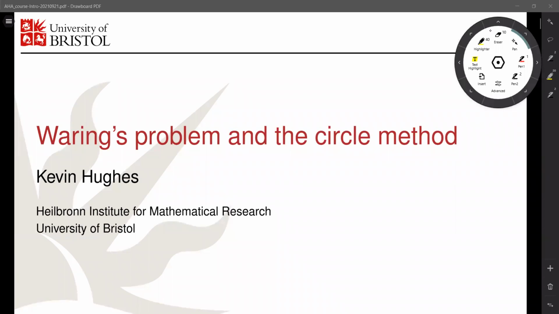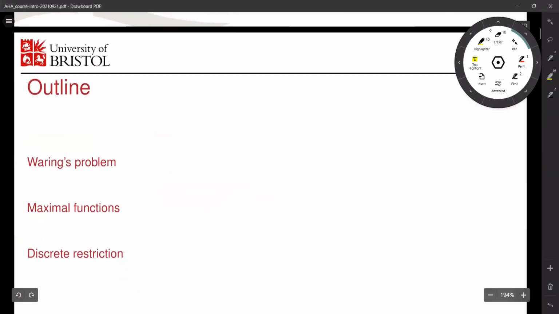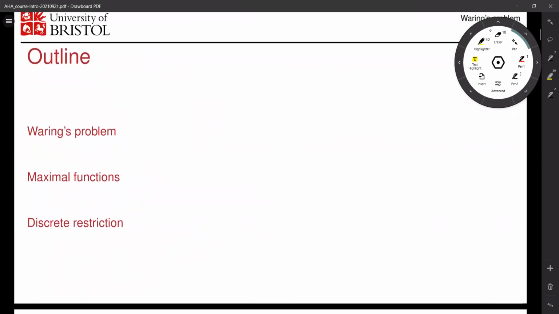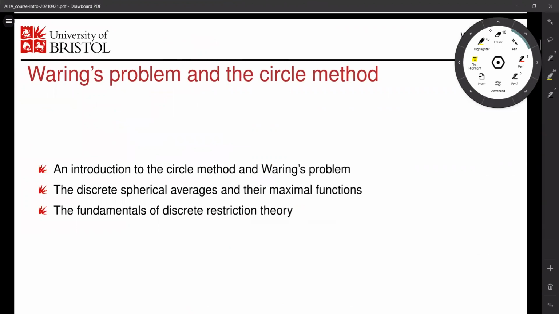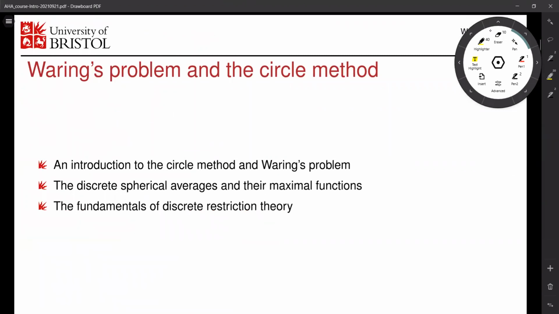Welcome everyone. As I introduced myself, I'm Kevin Hughes, and this is a course on some topics in the circle method. Starting with Waring's problem, and then moving into more modern developments in discrete harmonic analysis or arithmetic harmonic analysis. So there will be three topics, really. An introduction to the circle method, because we're going to be using that throughout. And in particular, Waring's problem, which for me is a big motivating problem.